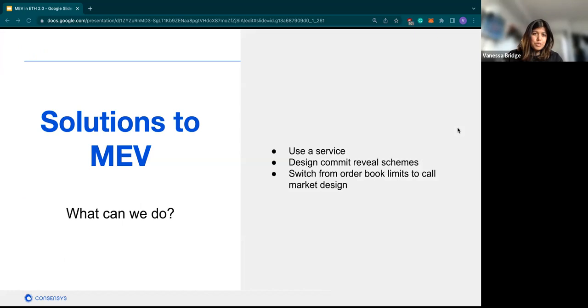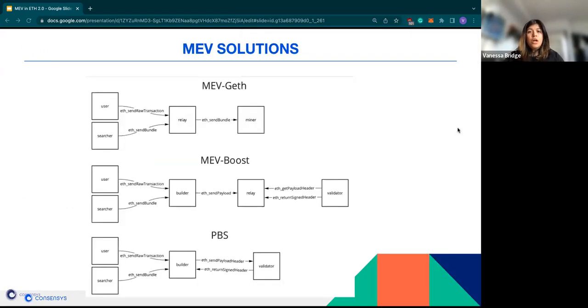So obviously this was problematic and it had been going on for a while. So researchers started looking at solutions of what can be done. And so I'm going to go over some of the solutions and explain a little bit of what they're doing.